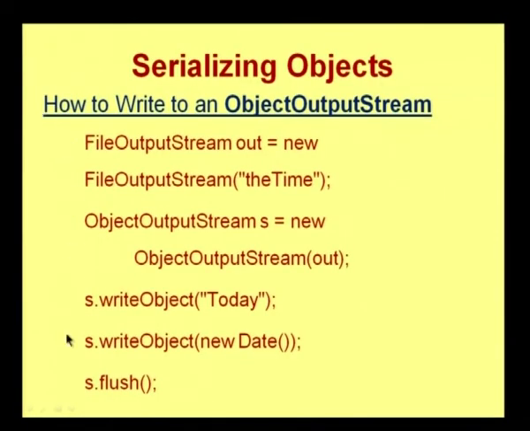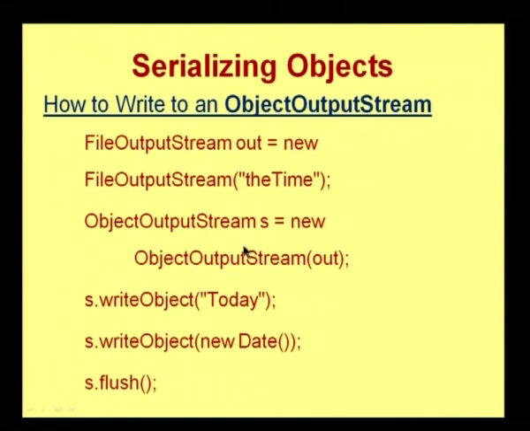Here we have a code snippet which shows how to write an object output stream. Here we have a file output stream. Here we have given a file name and then an object output stream, and this object output stream is in turn connected to your file output stream.